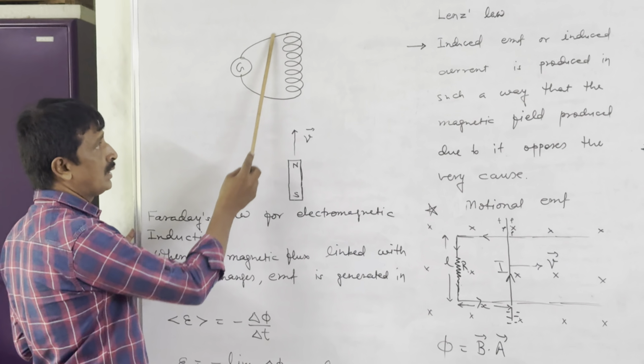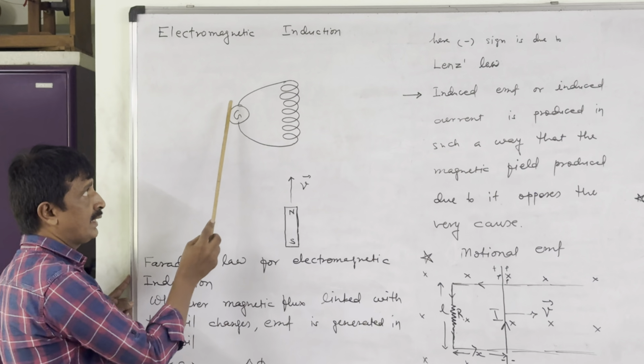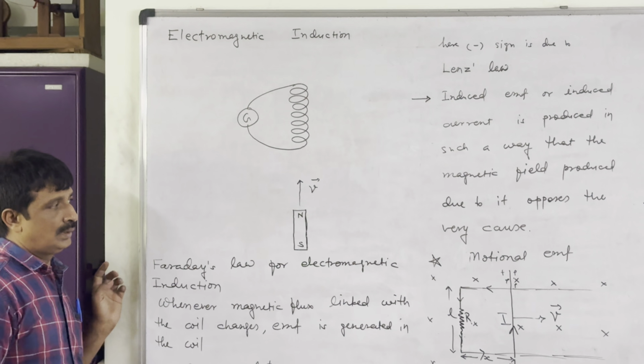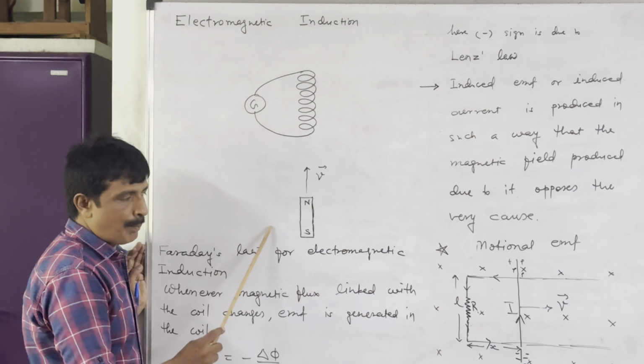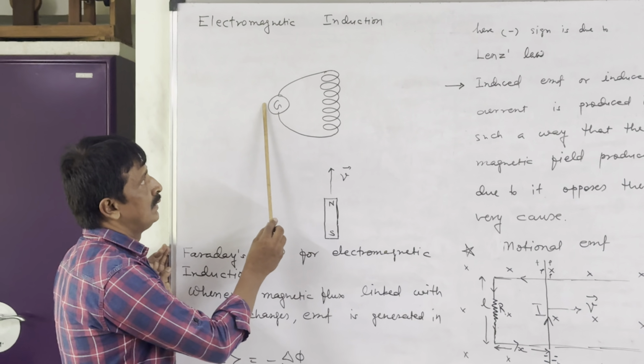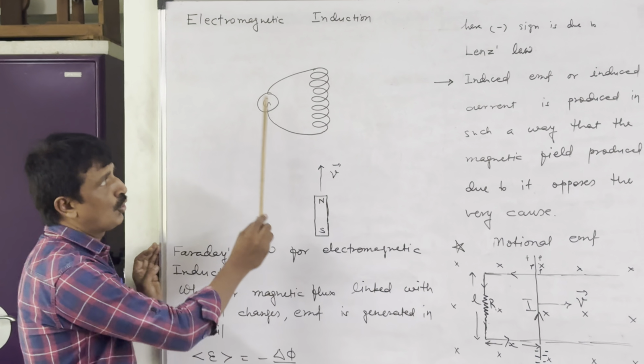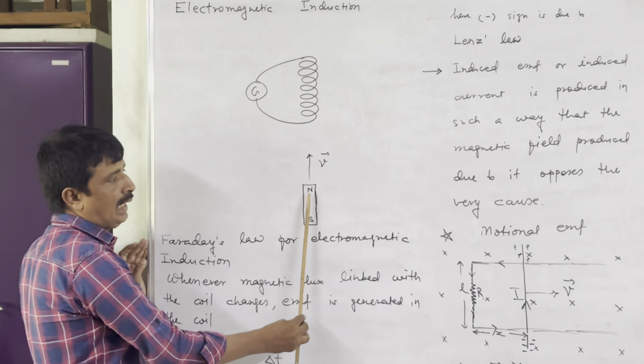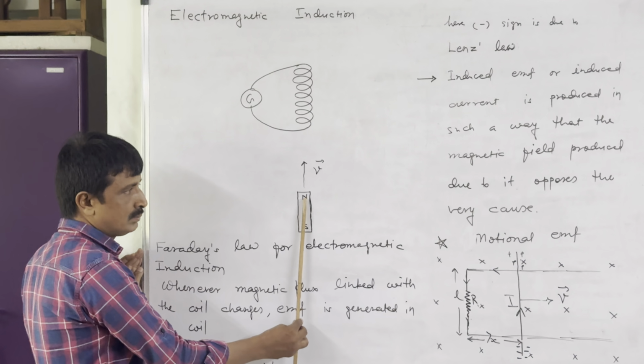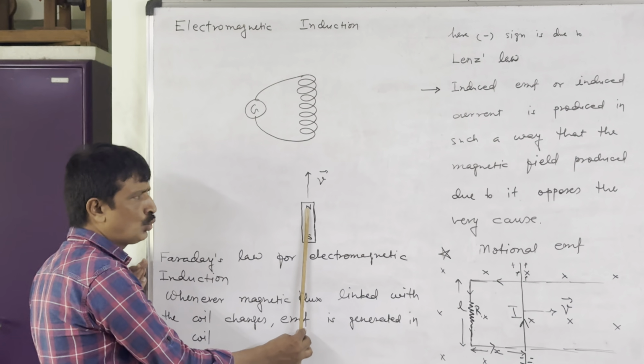Suppose this one is a good conducting wire coil. We have connected a galvanometer across the two ends. This one is a strong bar magnet. This one we have fixed, it will not tend to move. And we are bringing the bar magnet with high speed towards the coil.